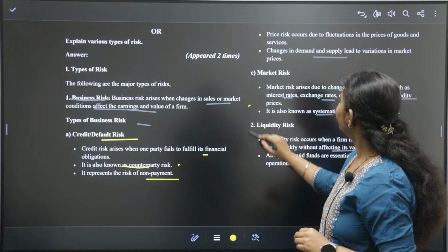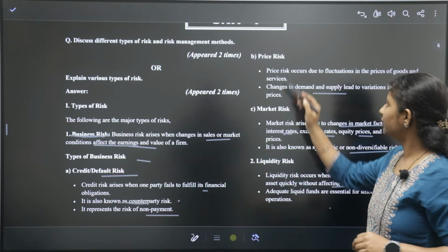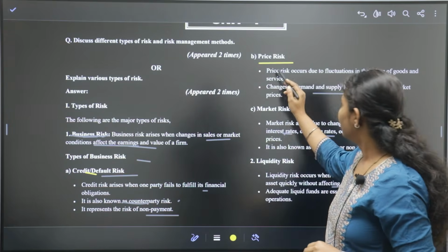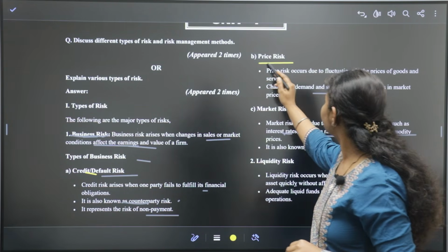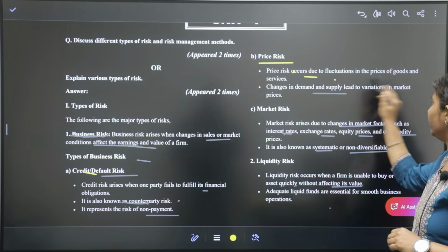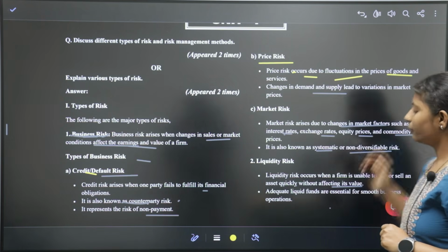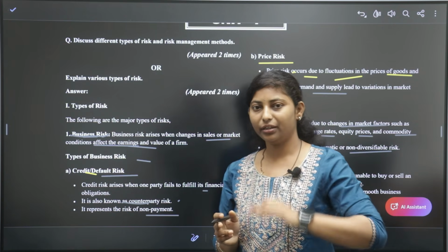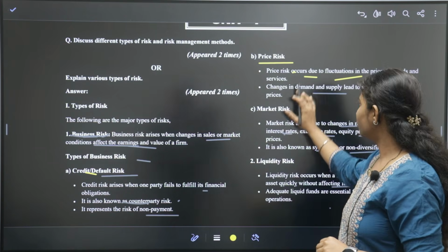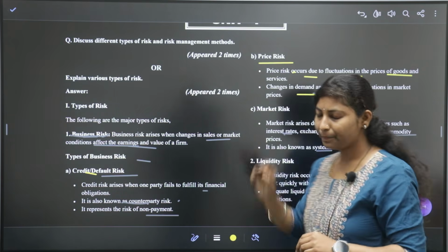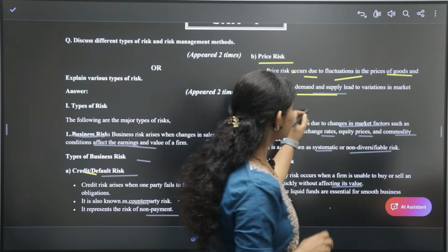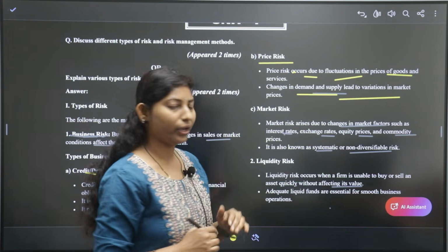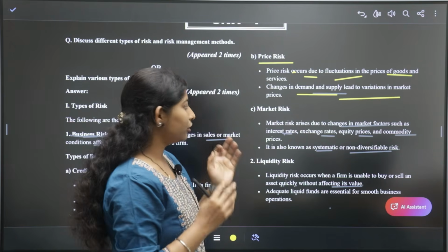And next, here, price risk. The second type of risk in business risk is price risk. The first type is credit and default risk, and the second is price risk. Price risk occurs due to fluctuation in the prices of goods and services in the market. Price risk occurs when there is an increase or a decrease in the prices of goods or services. For that risk we say price risk. It occurs when a change in demand and supply leads to variation in market prices. So not only changes in prices, but also an increase in demand and supply gives changes in the prices.